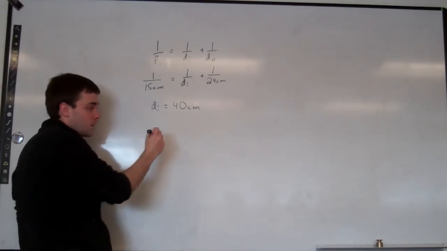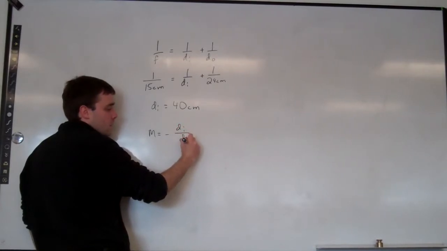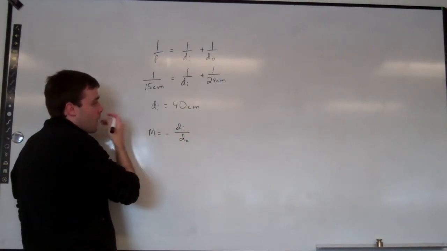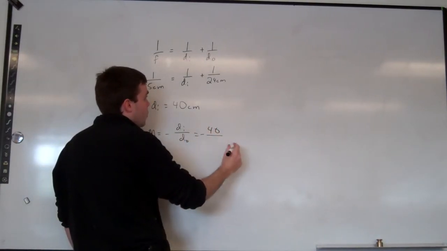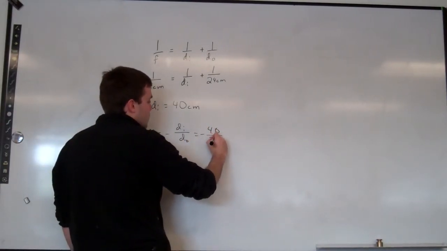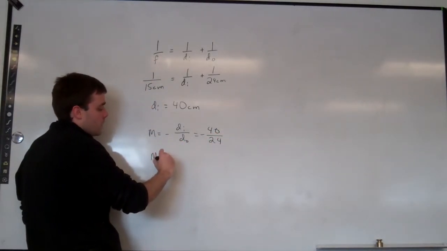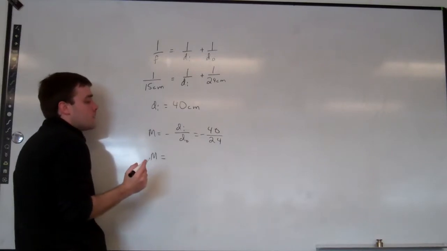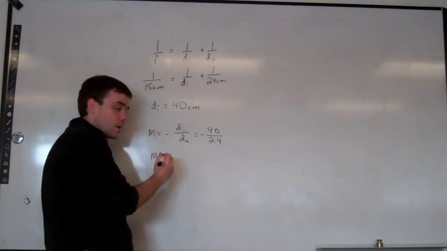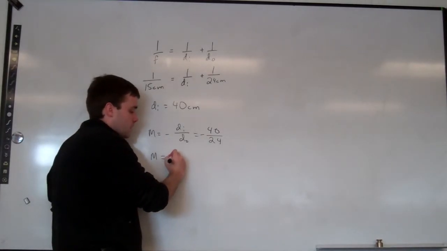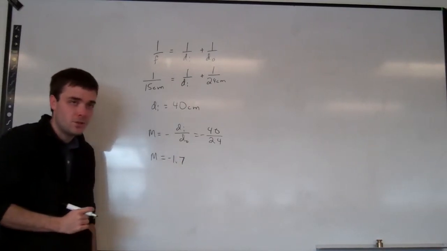Now, how do we find the magnification? M equals negative di over do. So we get negative 40 over 24. And what's our magnification? Negative 1.7. So that means the image is 1.7 times larger than the actual object.